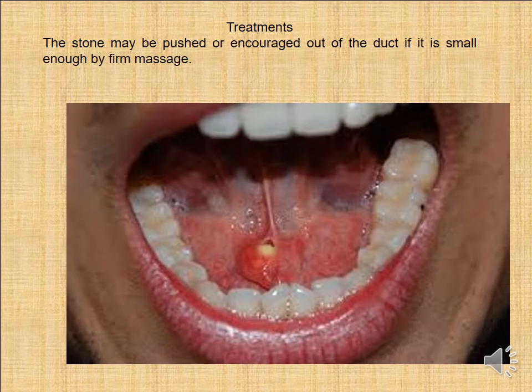How is this gland treated? After diagnosis by palpation and X-ray, the stone may be pushed or encouraged out of the duct if it is small enough, by firm massage. If it is at the beginning of the duct near the orifice and it is small, by massaging the gland we push it manually outside of the duct lumen. We may give something sour to increase secretion of saliva, so that the secretion pushes the stone outside of the duct.